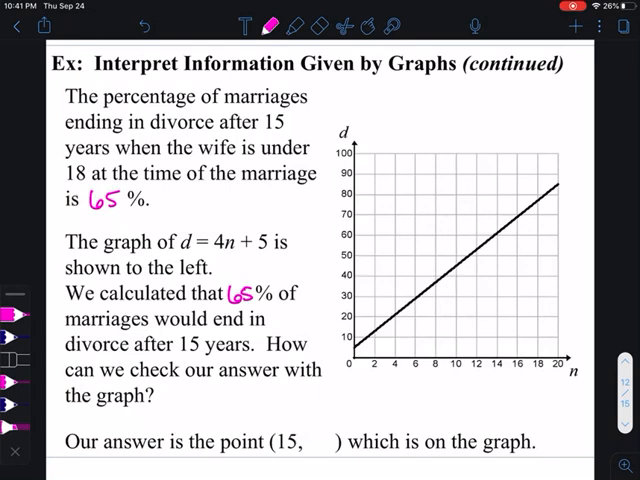So if we are inputting an N value of 15, if we go on our graph to where 15 is, and we kind of take a look up here, and we kind of track it back on over this way, can we see that 65 looks like the point at which that would land on our line? So our answer is the point 15, 65, which is on the graph.